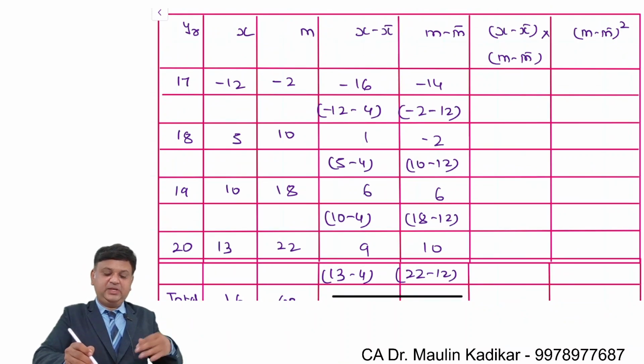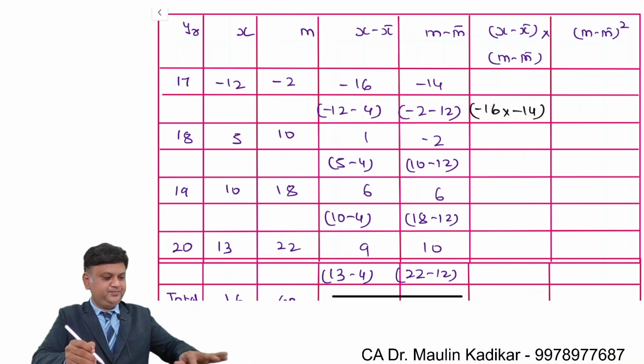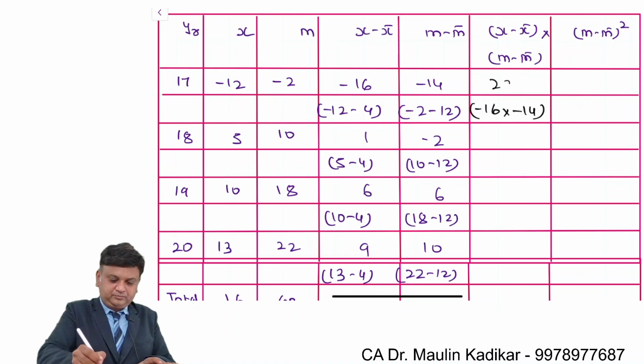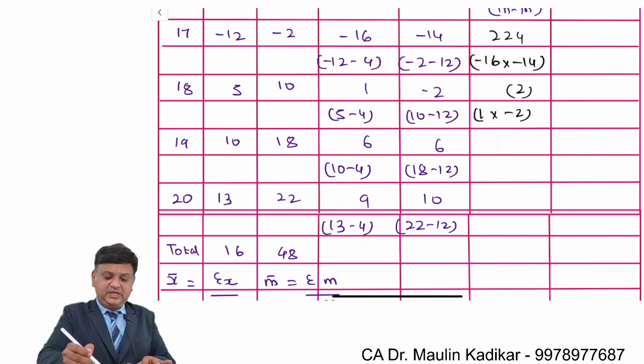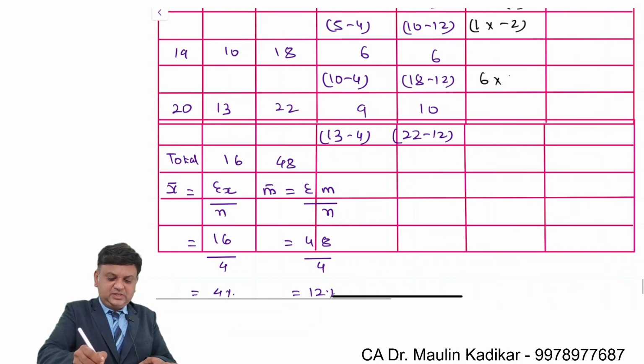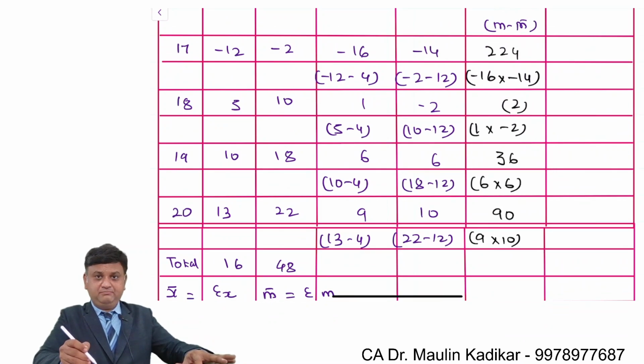Next is x minus x bar into m minus m bar. So negative 16 into negative 14. Negative negative will become positive. That comes to 224. 1 into negative 2: one is a positive value, another is negative, so it is negative 2. 6 into 6, that is 36. 9 into 10, that comes to 90. Again the total will be calculated. 224 minus 2 plus 36 plus 90. That comes to 348.